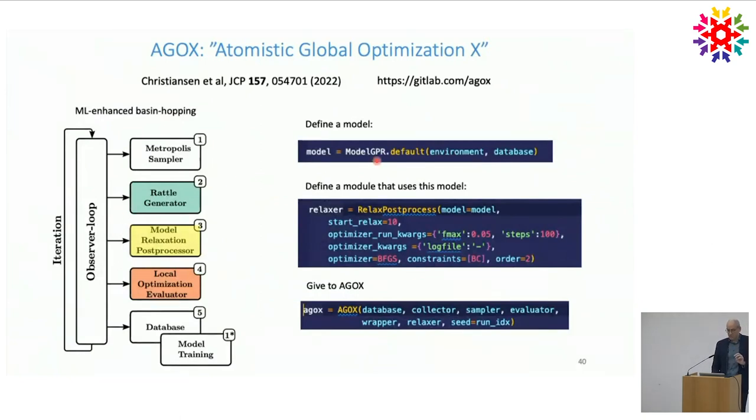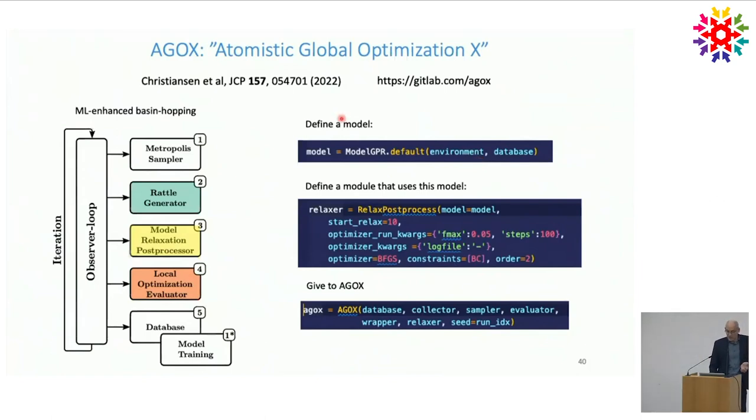So one module would be this yellow part where you do the relaxation in the model landscape, and then you would need this part here, just a model GPR default. It needs to know a little bit about what structure it works on and what database to put the result in and so on, and what database to take the data from, of course, once it trains. That is sort of the new abstraction.